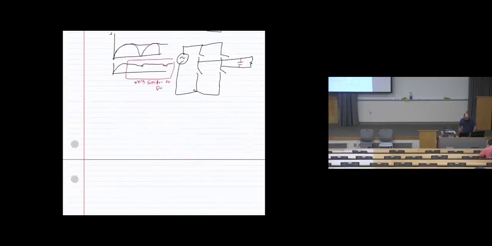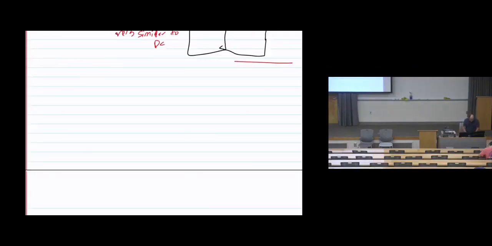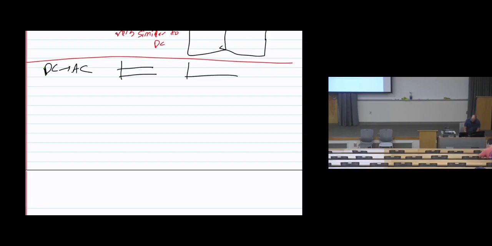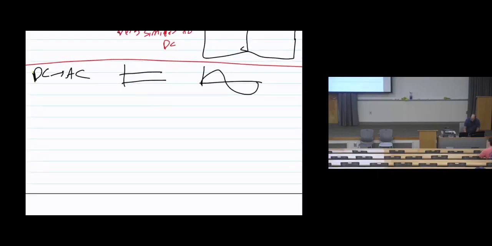Okay. Now, how about the opposite? How can I convert DC to AC, which is basically, I have this, I need to make it sinusoidal. How can I make it like this way?